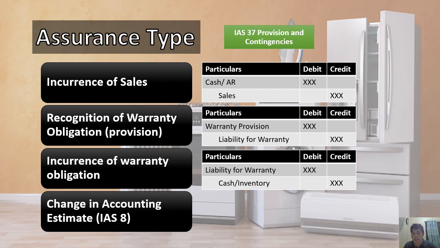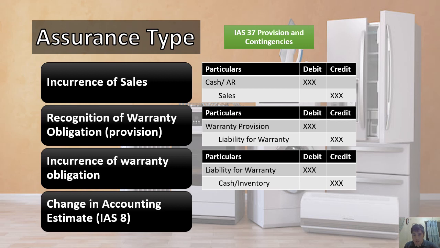Then, under incurrence of warranty obligation, these are the pro forma journal entries. Since we already recognized a warranty provision in the second part of the accounting events, which is recognition of warranty obligation, we are no longer required to record another expense account. So, gagamitin na lang natin yung liability for warranty which we initially recognized earlier. So, debit lang ang liability for warranty and we have to credit cash if the service performed is repair. Then, credit inventory if the resolution is the replacement of the product.